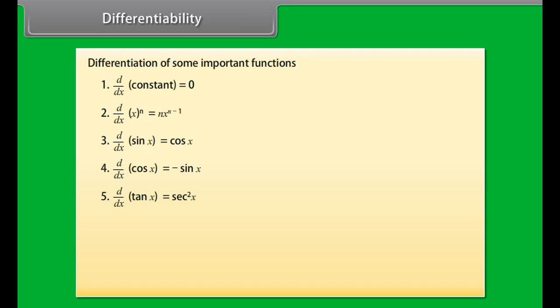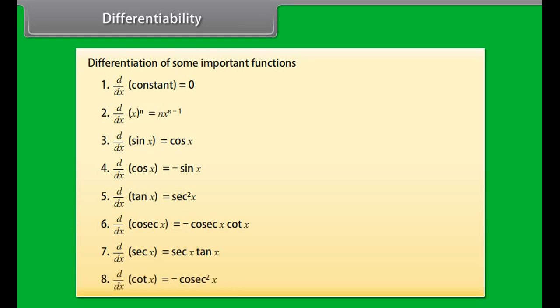5. d by dx of tan x is equal to sec square x. 6. d by dx of cosec x is equal to minus cosec x into cot x. 7. d by dx of sec x is equal to sec x into tan x. 8. d by dx of cot x is equal to minus cosec square x.